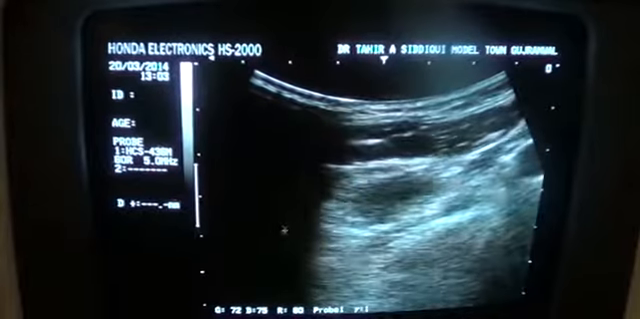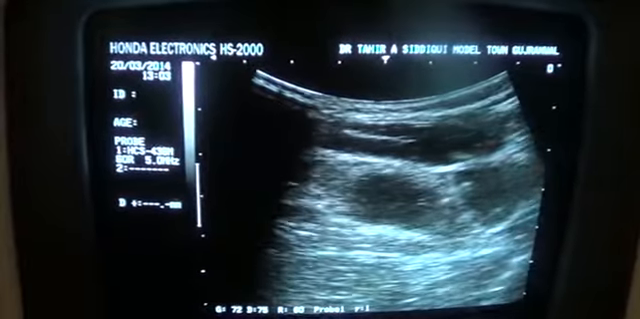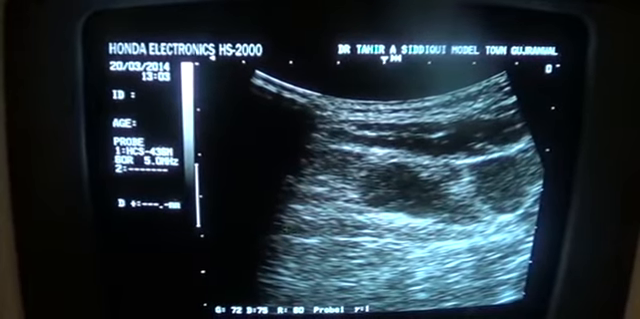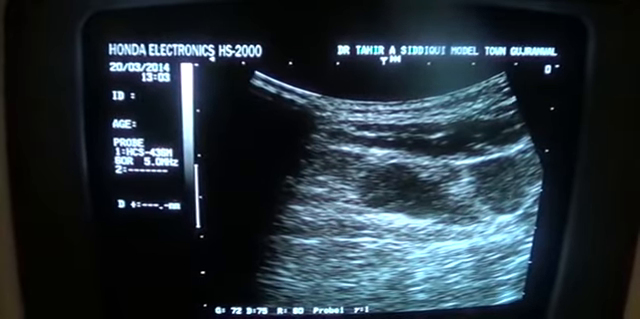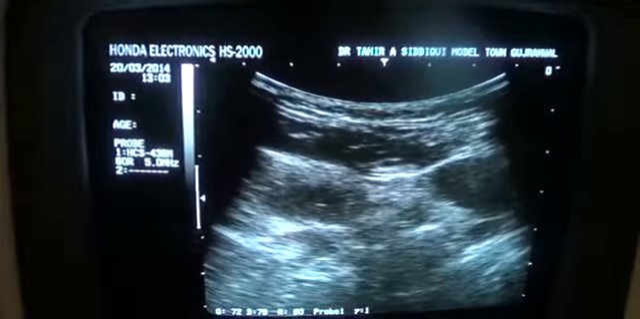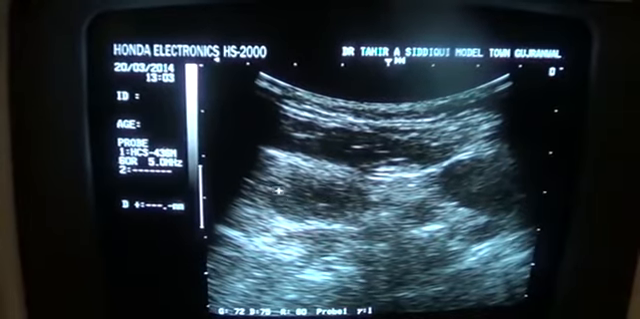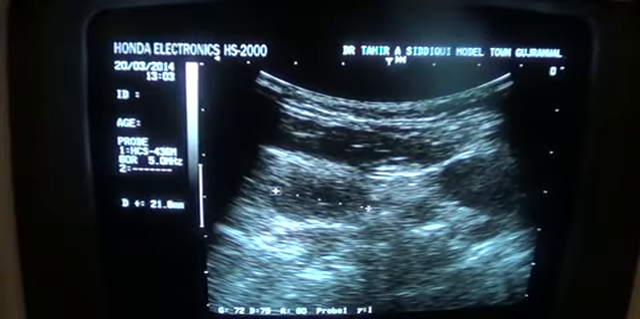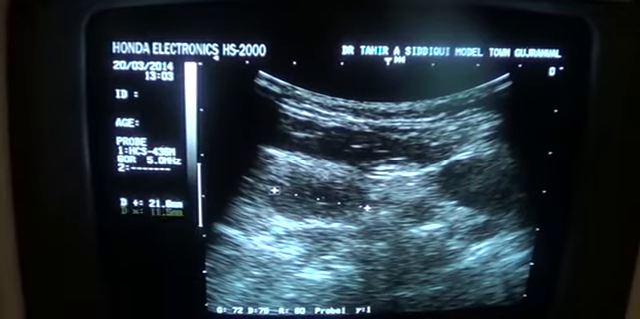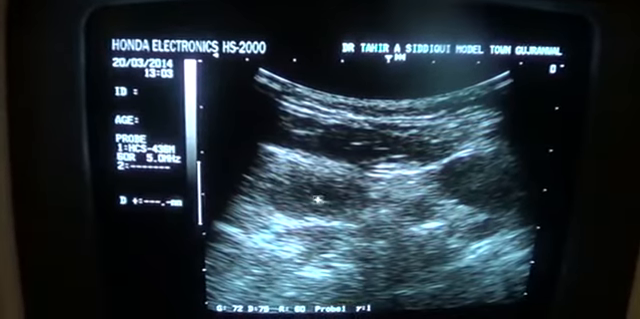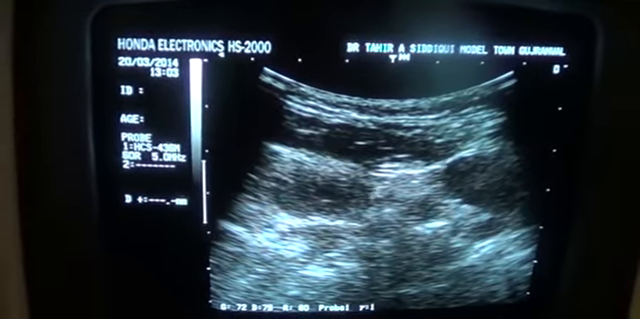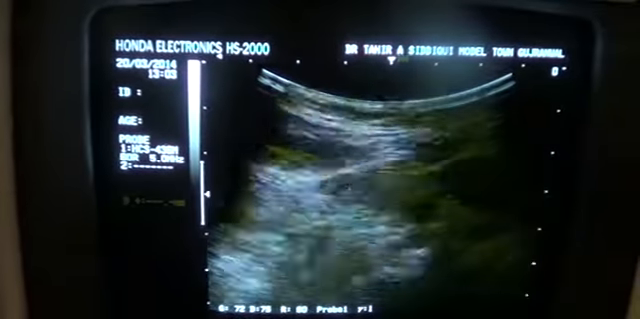Apply the same maneuver, and they do not change their shape. At least you can see that these two didn't change their shape. They remain the same. There is no posterior wall acoustic enhancement, and you can see a central scar within this. Now this measures 21 by 11 millimeter width, central scar, tiny linear structure. So this is suggestive of its being of benign origin.